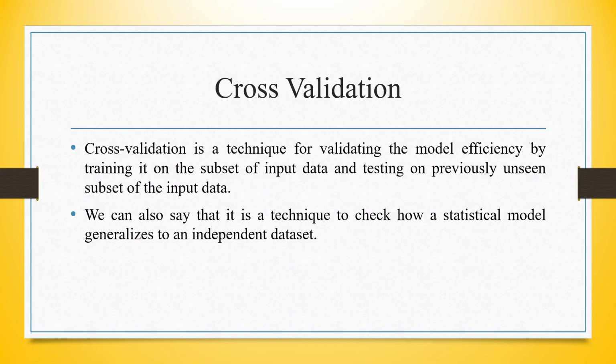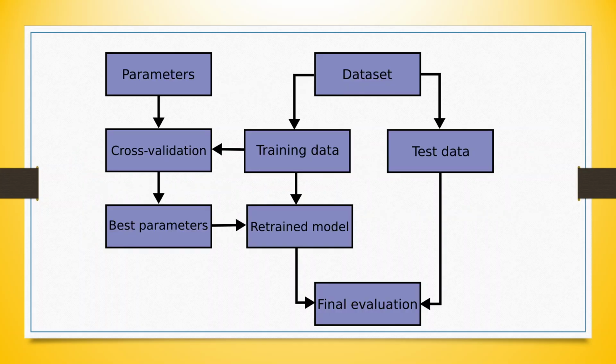Cross-validation is a technique for validating the model efficiency by training it on a subset of input data and testing on a previously unseen subset of the input data. We can say it is a technique to check how a statistical model generalizes to an independent data set. Let's try to understand the cross-validation by this flowchart. We are having a data set which we will split into the training and testing data.